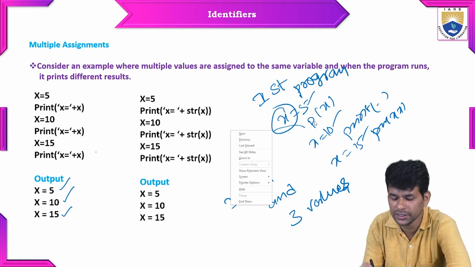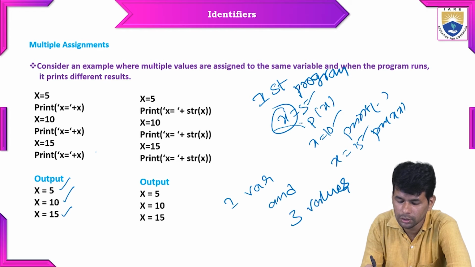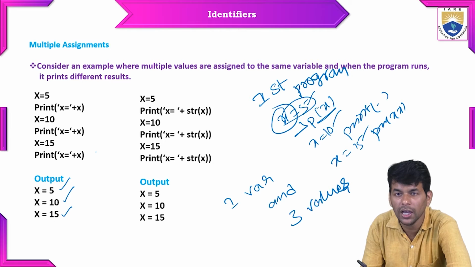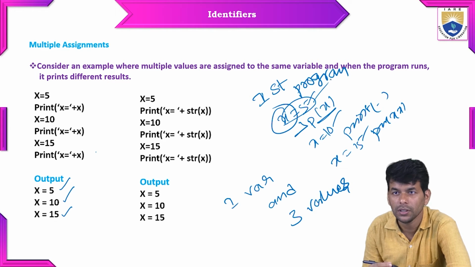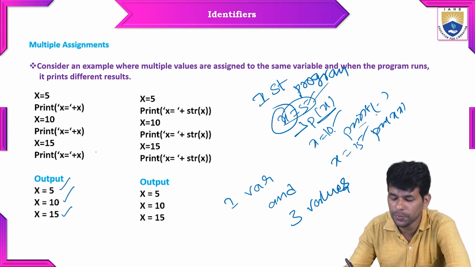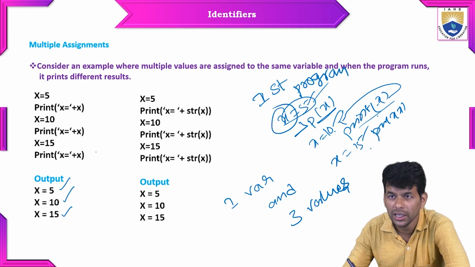That means print of X here. This print of X will take the immediate X value, which is X equal to 5. Here, X equal to 10. This print of X will take the immediate value of X here, which is 10. In a similar way, print of X is taking the immediate value as 15.